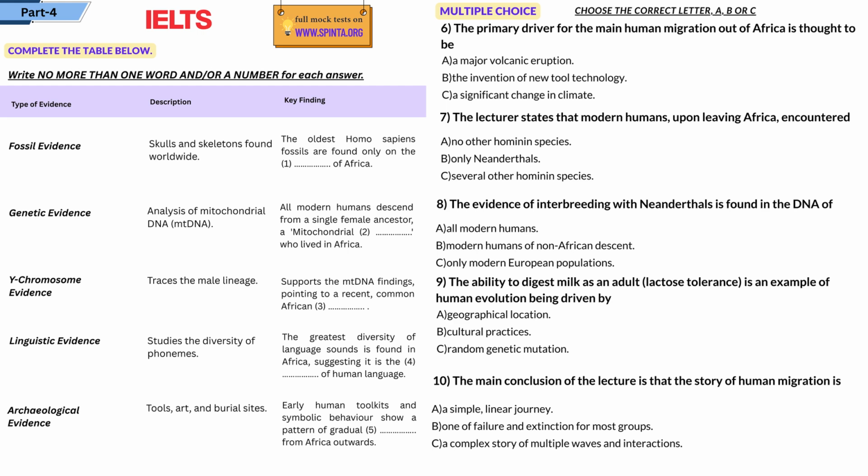This finding is powerfully corroborated by looking at the Y chromosome, which is passed down from father to son and traces the male lineage. This genetic line of inquiry, completely independent from the mtDNA research, again points to a recent common African origin for all non-African populations. The fact that the genetic story from both male and female lines is so remarkably consistent provides overwhelming support for the theory. A more unusual and elegant line of evidence comes from linguistics.